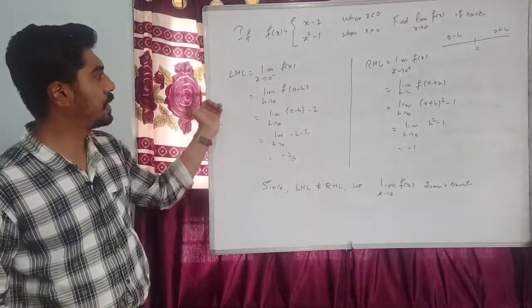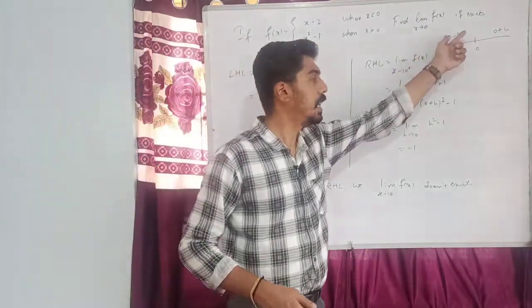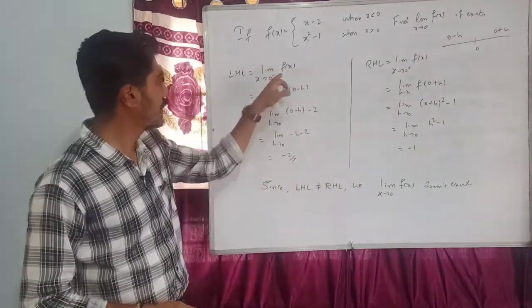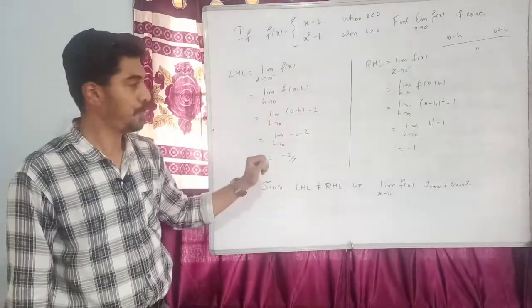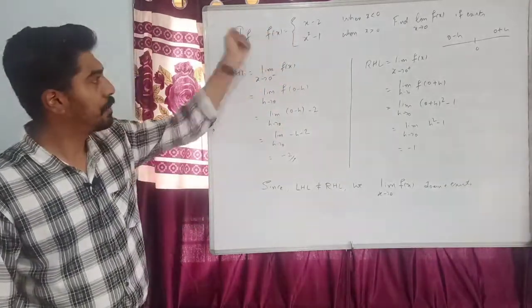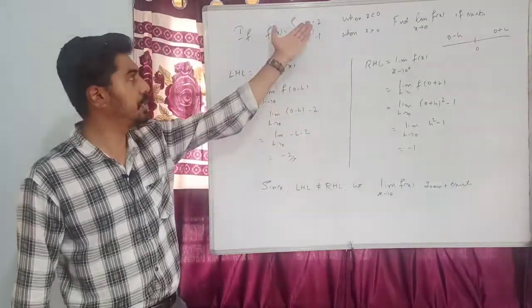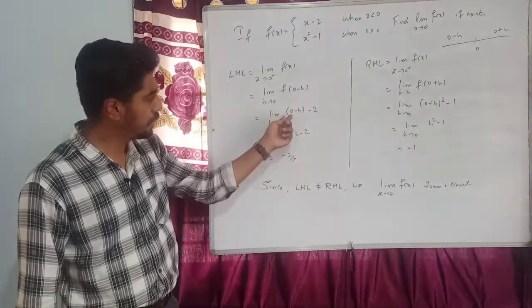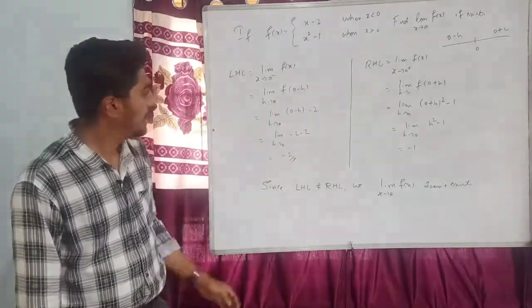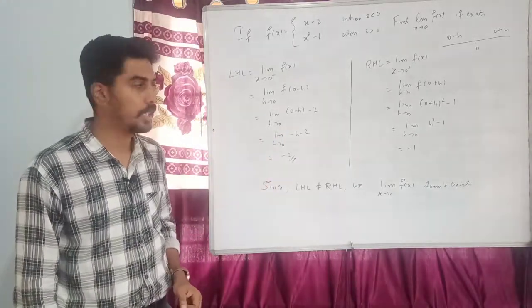We are approaching 0 from the values less than 0, so I have to substitute x equal to 0 minus h. Put x equal to 0 minus h and let h tends to 0. By the definition of f of x, for the values less than 0, f of x is x minus 2. So f of 0 minus h is 0 minus h minus 2. As h tends to 0, I get minus 2.